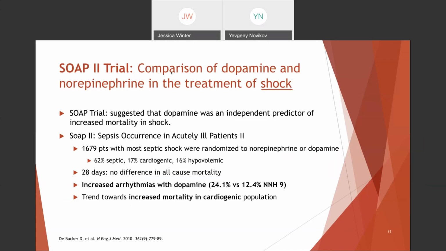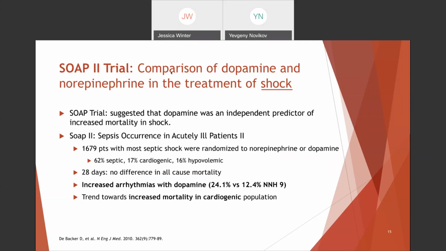Because there had been some dogma and belief in the cardiology realm that dopamine might be advantageous because it was a direct inotrope, they actually looked at that subset of cardiogenic patients and found that even patients that had concurrent cardiogenic shock had an increased mortality when you were to administer dopamine. So dopamine's really kind of fallen out of favor.